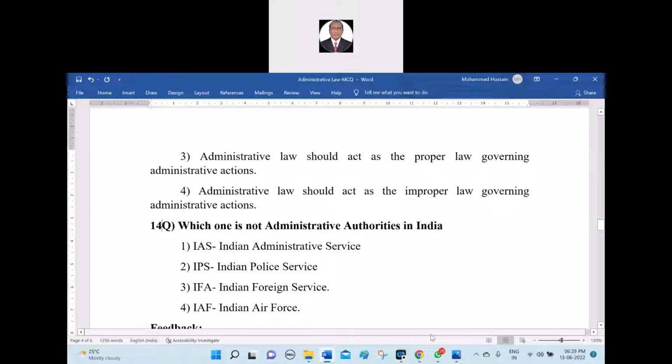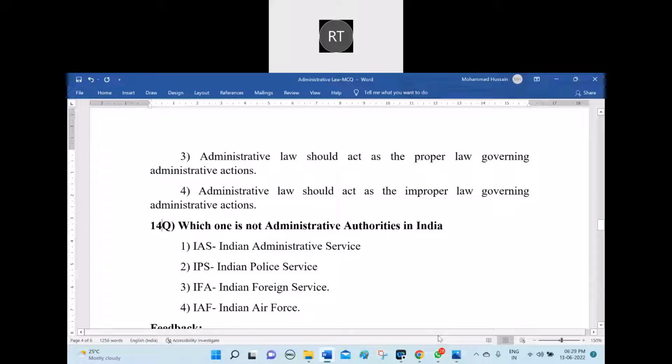Question number 14. Not administrative authorities in India. Option 1, IAS, Indian Administrative Service. Option 2, Indian Police Service. Option 3, Indian Foreign Service. And option 4, Indian Air Force. Sir, number 4, sir. Indian Air Force.